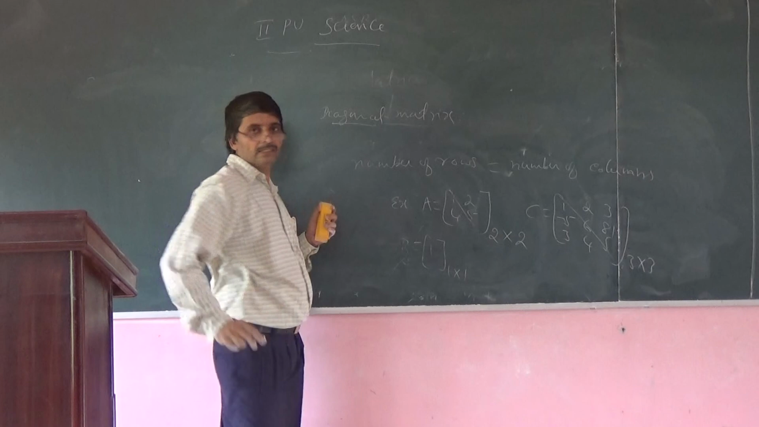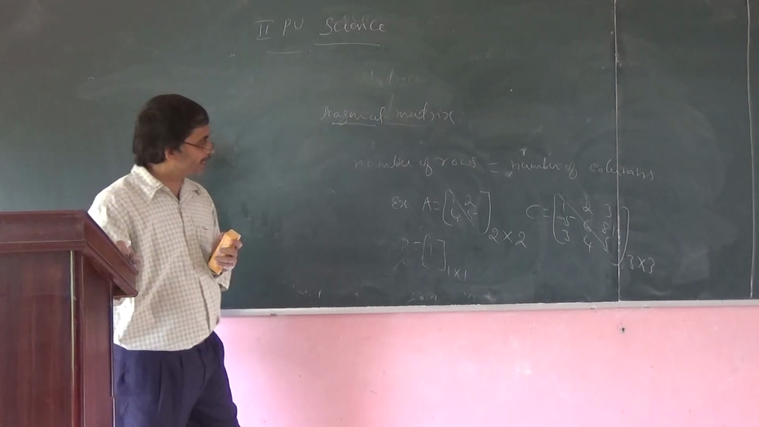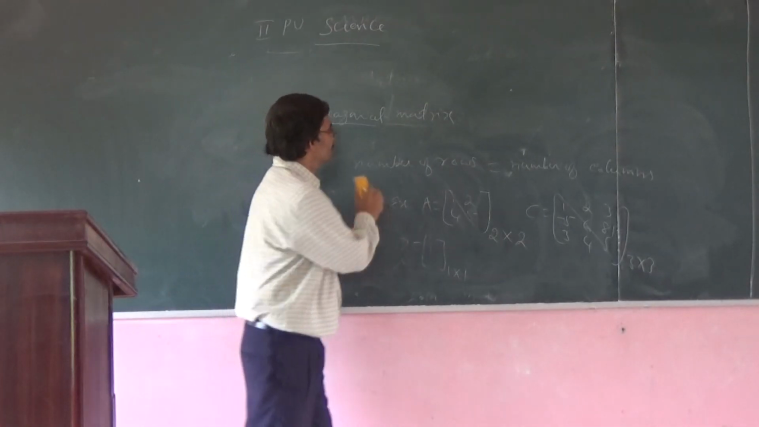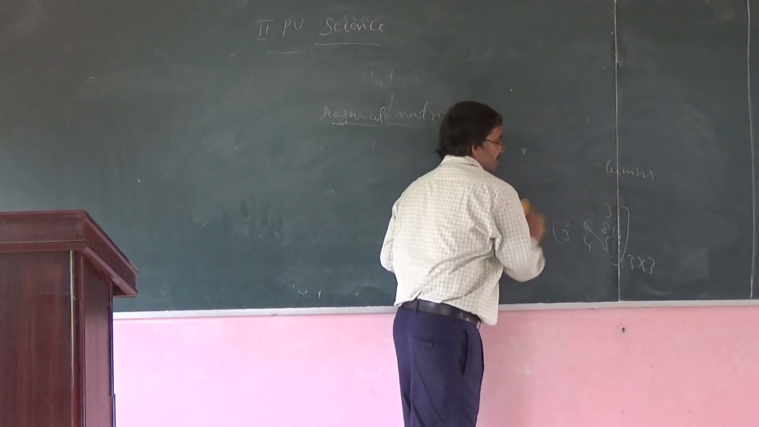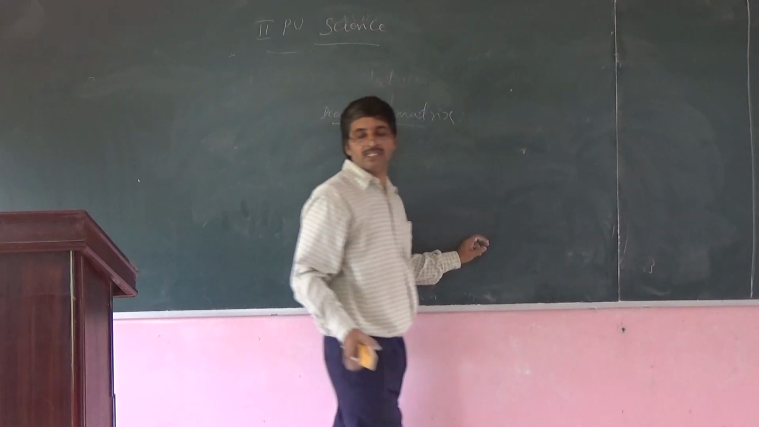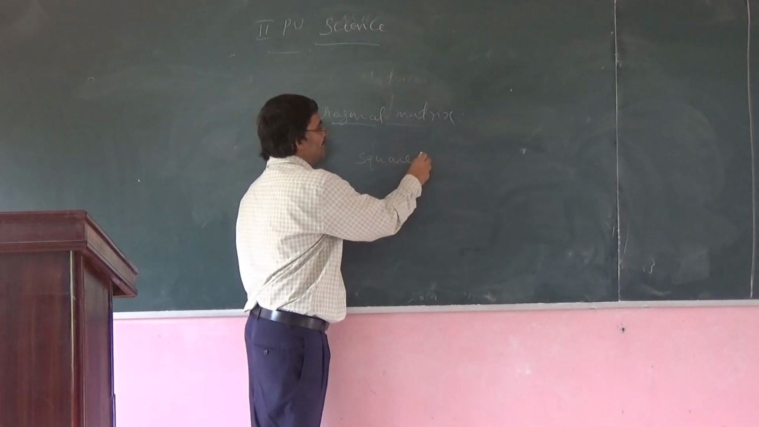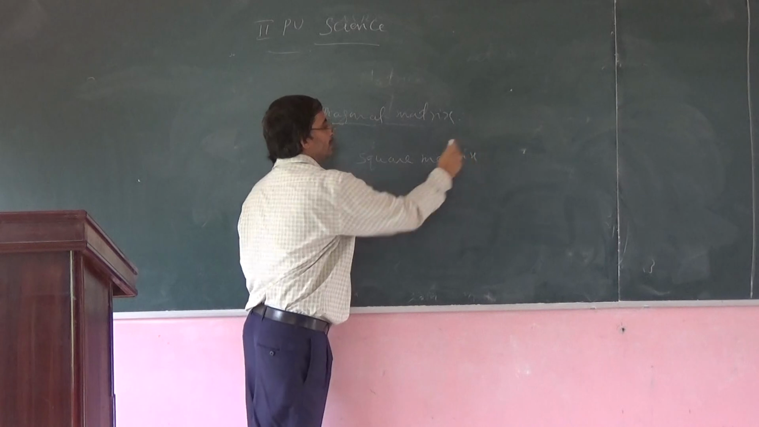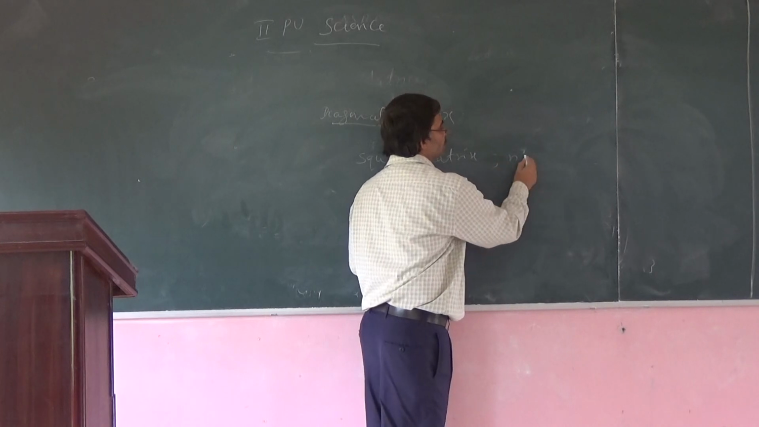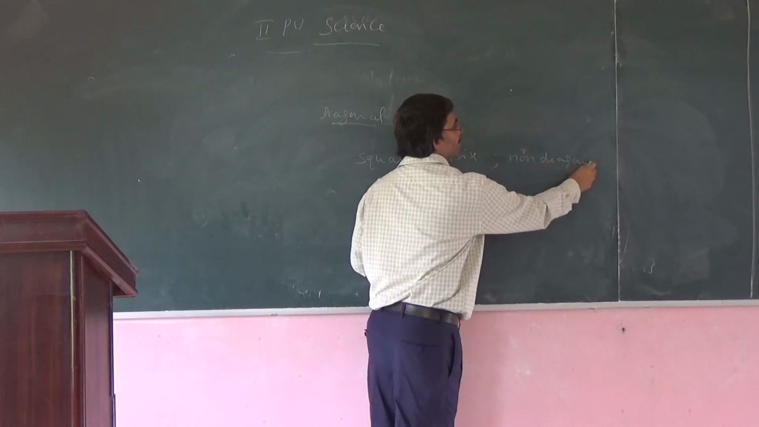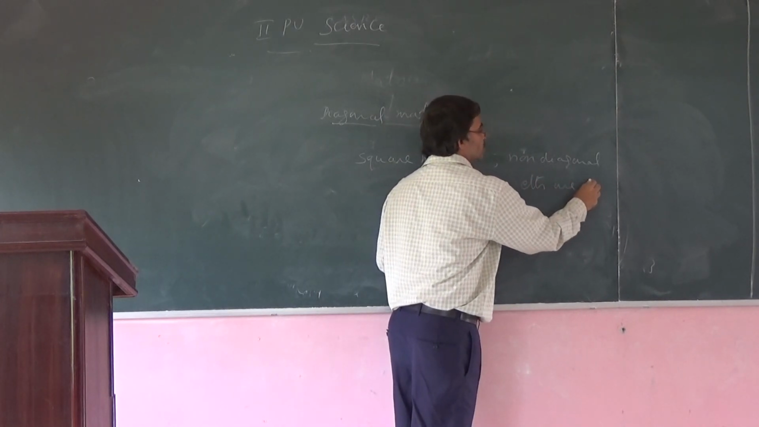So now next is the diagonal matrix. What is a diagonal matrix? A diagonal matrix is a square matrix. Basically, it is a square matrix in which the non-diagonal elements are zeros. First of all, it is a square matrix in which the non-diagonal elements are zeros.